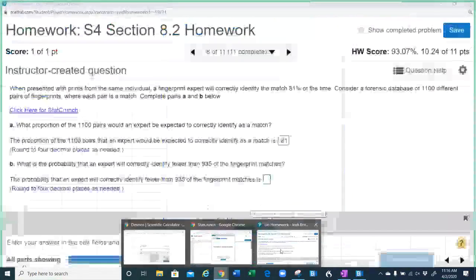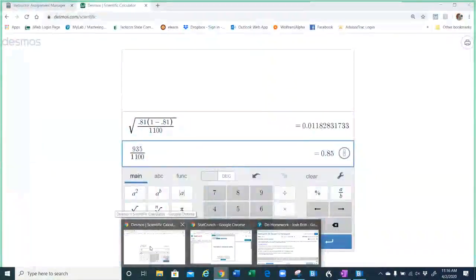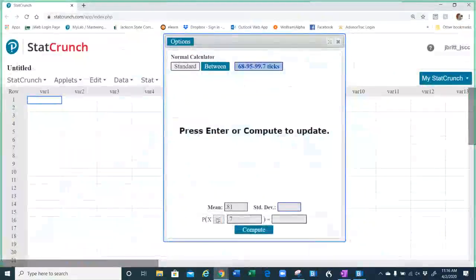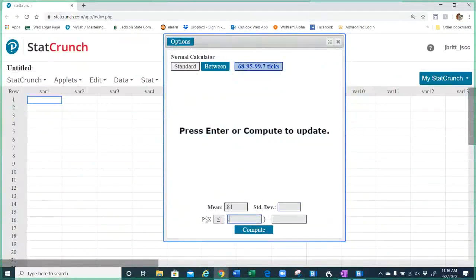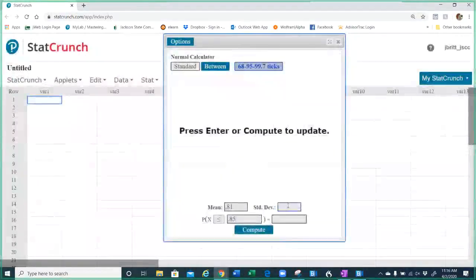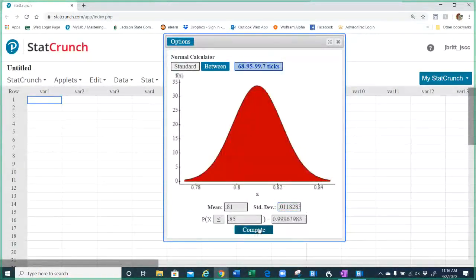And it was, do 935. It was fewer than. So fewer than 85%. And get our standard deviation here. 0.011823. 0.9996.